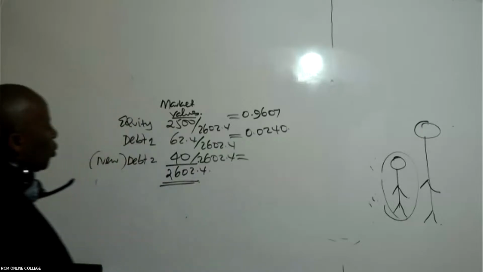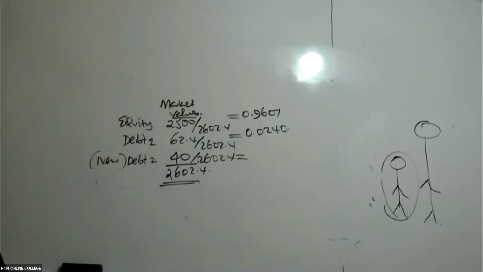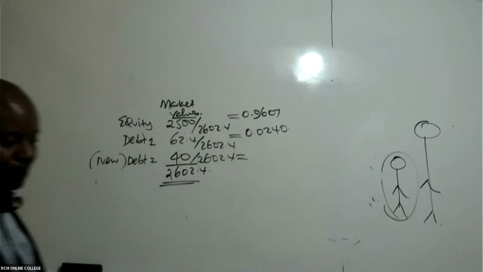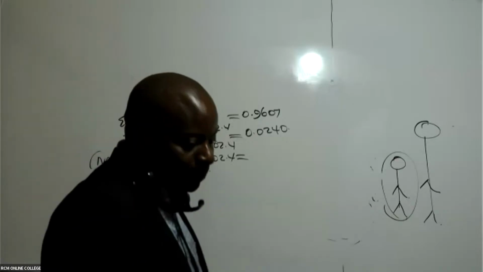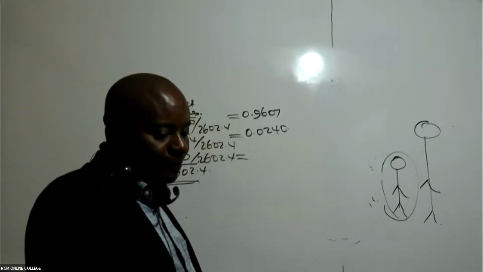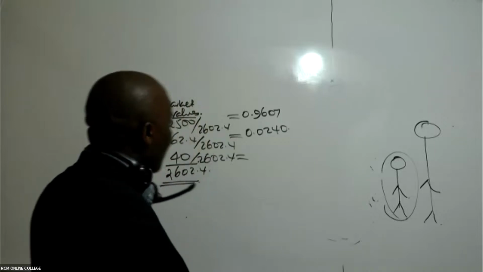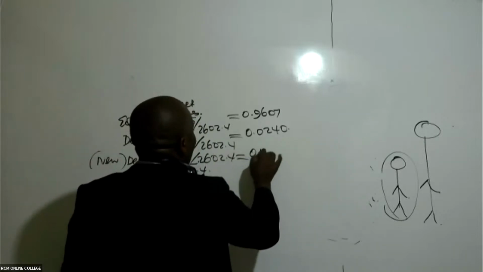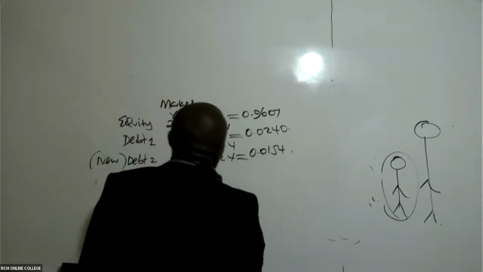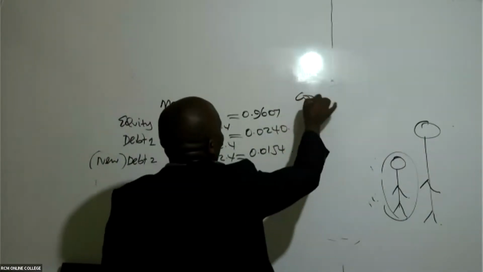And then we have that 2. What will be the weight here? The last one. 0.0154. So this is 0.0154 like that.